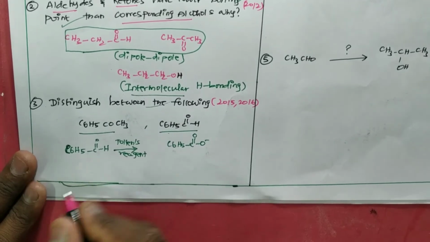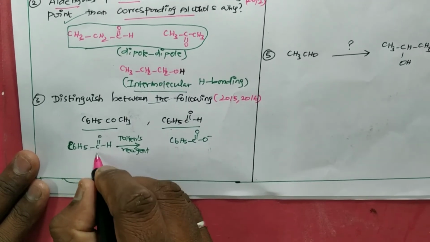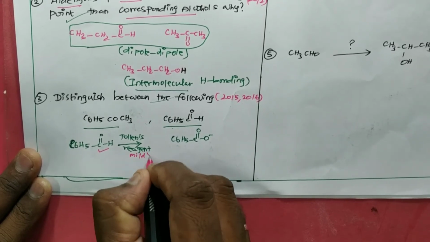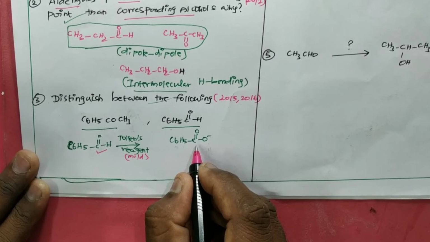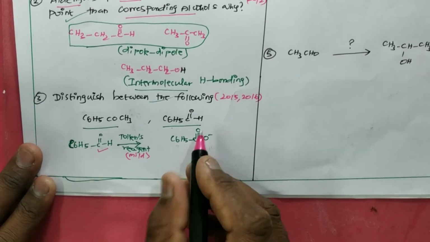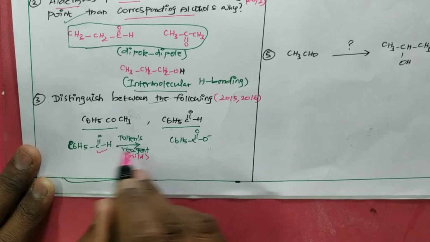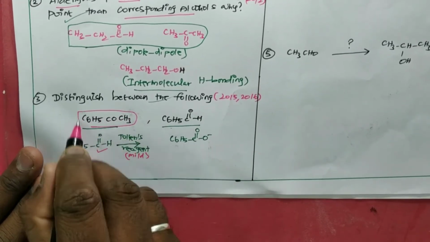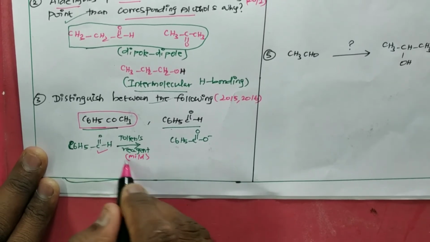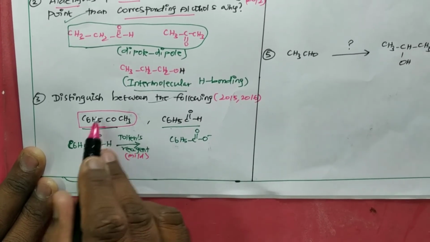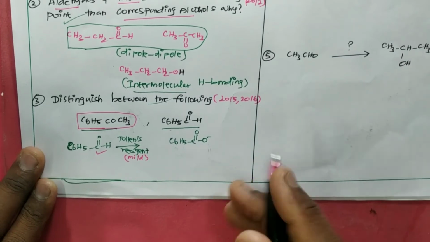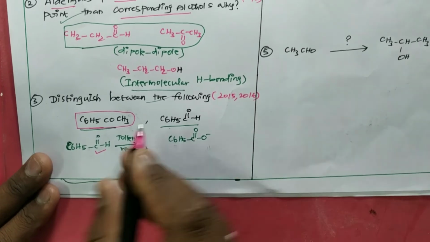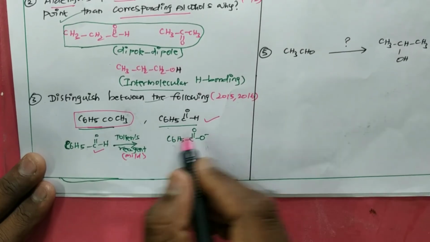Are you able to understand, students? So for example, if an aldehyde is taken, a mild oxidizing agent is enough to oxidize it. Tollens reagent is a mild oxidizing agent, so it will oxidize the aldehyde into a carboxylic acid. But in the case of a ketone, the mild oxidizing agent does not oxidize it. It requires a higher, strong oxidizing agent; only then will the ketone get oxidized. That is the distinction. This is a test for finding out aldehydes and ketones.